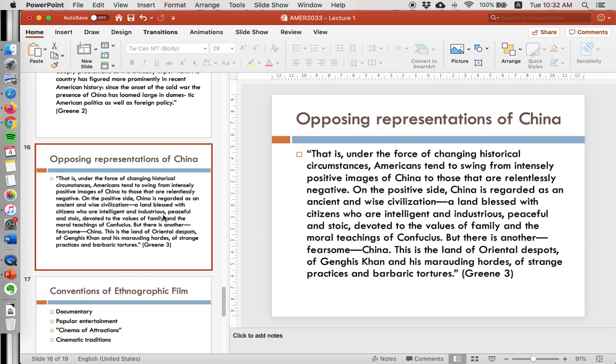But there is another, fearsome China, as a land of Oriental despots, of Genghis Khan and the marauding hordes, of strange practices and barbaric tortures. So that's one of the funny things about Orientalism. Especially in these studies of Asia and China specifically, these people and these representations are saying that this is true, this is what they are. And yet what they are is constantly changing. And so this constant change, Neil McGreen is arguing, is representative of the constantly changing relationship between China and the United States.